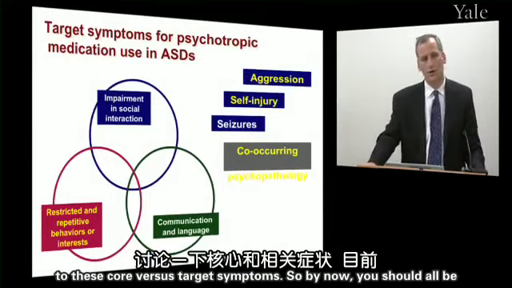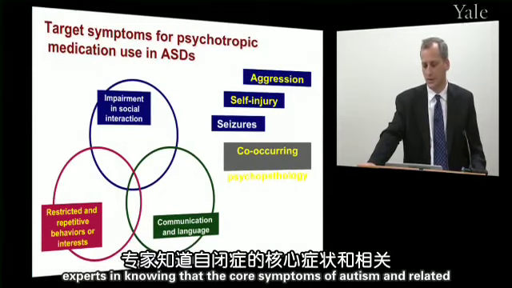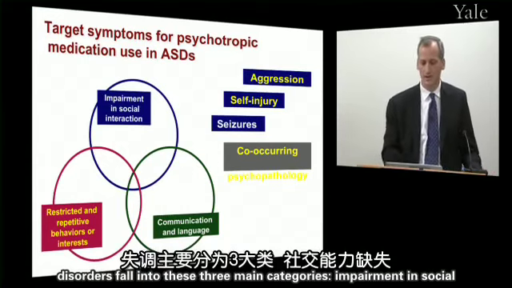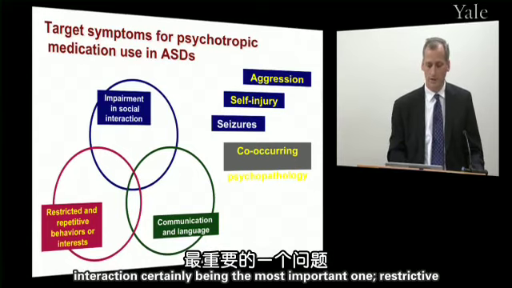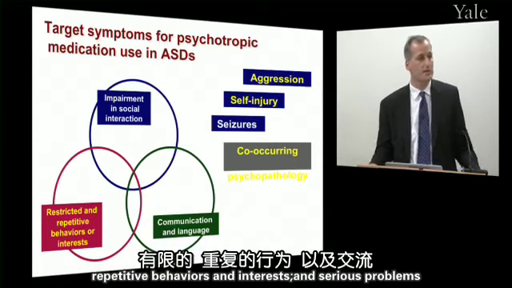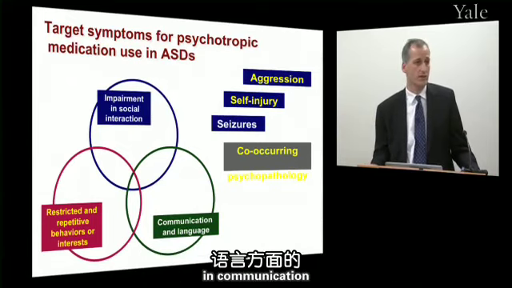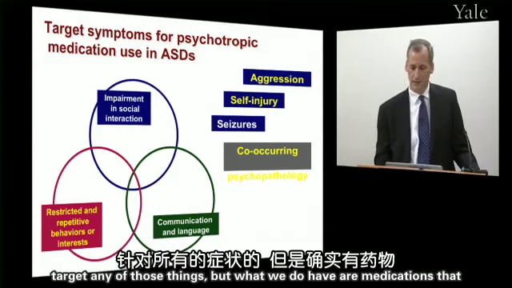Going to these core versus target symptoms. By now you should all be experts in knowing that the core symptoms of autism and related disorders fall into these three main categories. Impairment in social interaction certainly being the most important one, restrictive and repetitive behaviors and interests, and serious problems in communication and language. Unfortunately, we don't have any real medication to target any of those things.